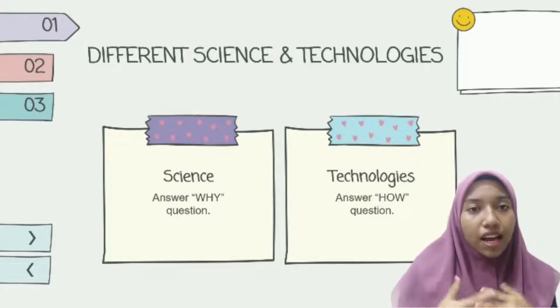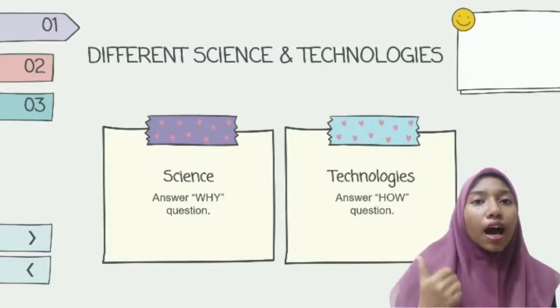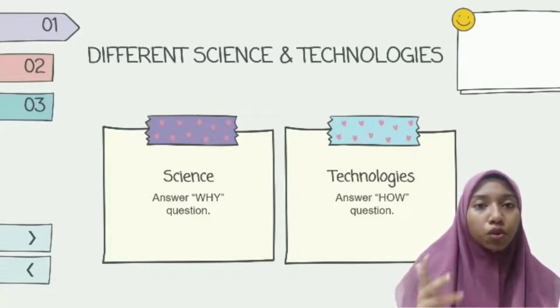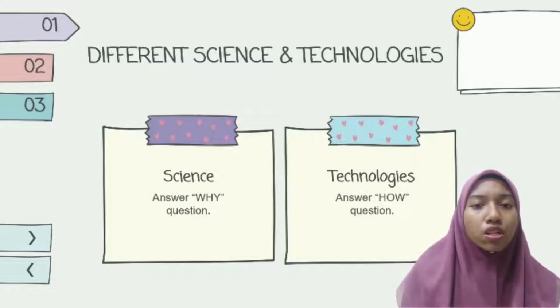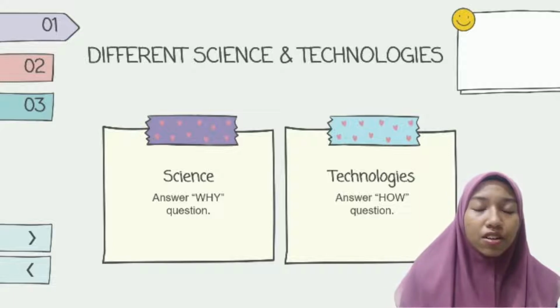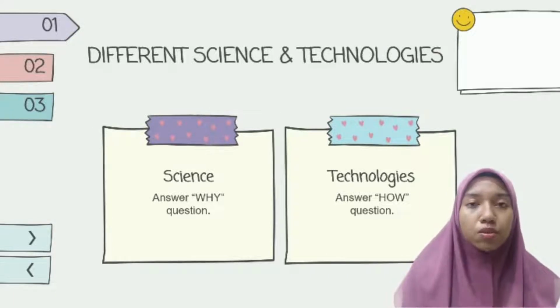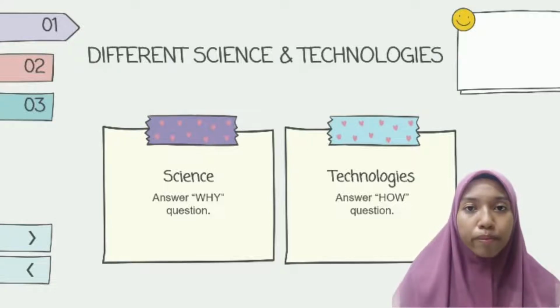As you can see, science answers the why question. It is because science produces hypotheses, theories, and laws to explain. It is because science holds to cause and effect. Different from this, technology answers the how question. Technology produces products or techniques to solve problems.